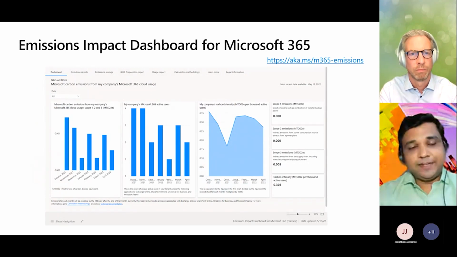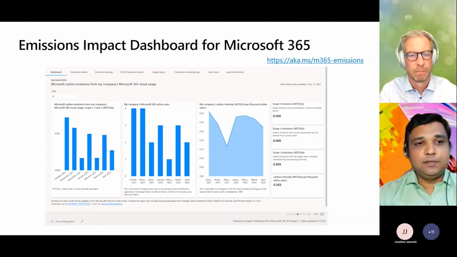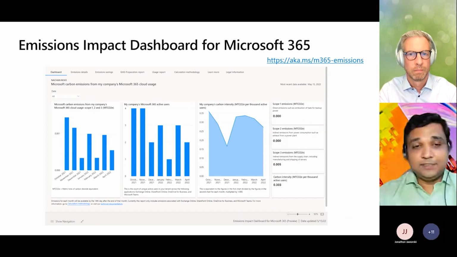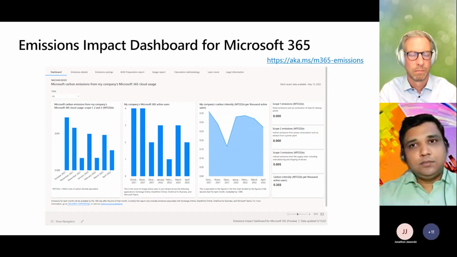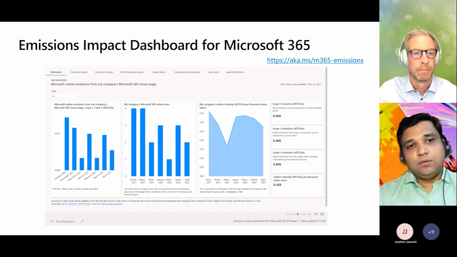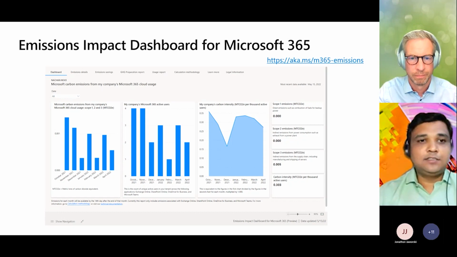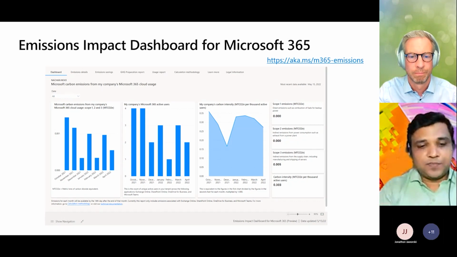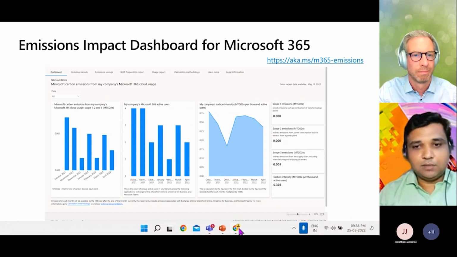This dashboard for Microsoft 365 quantifies the greenhouse gas emissions associated with the usage of Microsoft 365 applications, for example, Exchange Online, SharePoint, OneDrive for Business, as well as Microsoft Teams. This solution will help organizations to effectively record, report, as well as reduce the emissions across the entire enterprise. This data is crucial for understanding how usage of cloud services impacts the emissions. So with that, let's get into the demo environment and see how that looks.